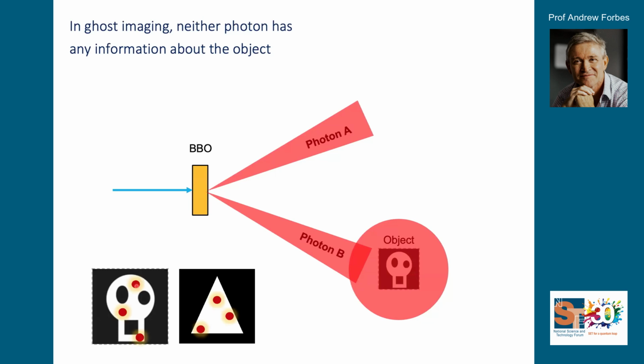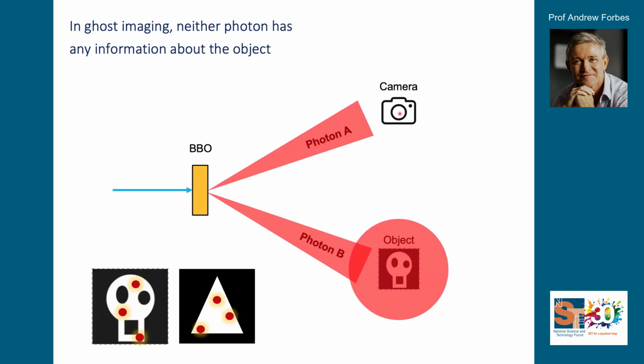All I know is I get a click if the photon gets through. But because the detector is much bigger than the object, I don't know what the object actually looks like. So I've got no information of the object. What about particle A? Well, here I'm going to put my camera. Now, photon A never saw the object. So photon A also doesn't know anything about the object, and it's going to go to the camera.